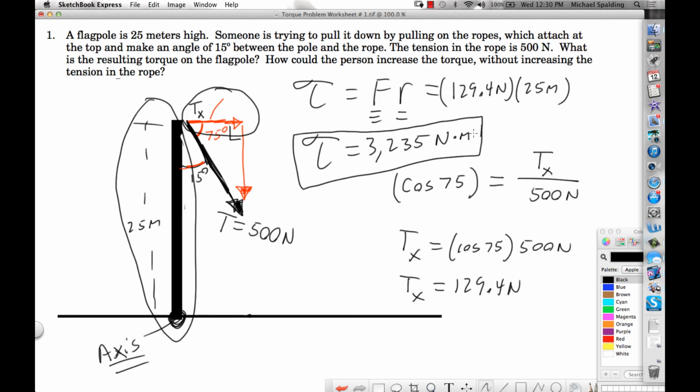Oh, and the unit for torque is Newton times meter. In everyday life, outside of physics, you would say foot-pounds. Foot-pounds of torque. But in physics, you use Newton meter.